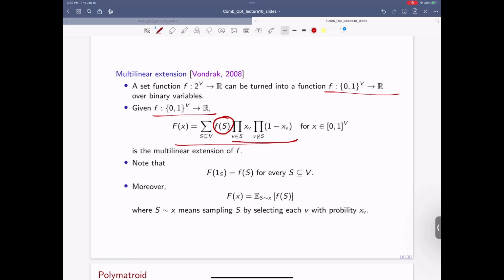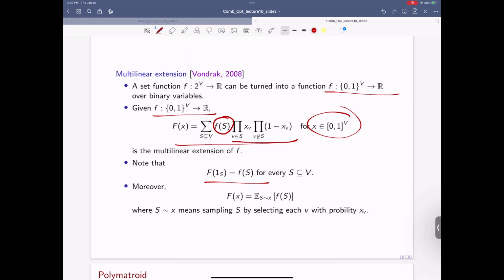So when you take a 0, 1 vector, which corresponds to a subset S, then in this summation, only f of S survives, because this product will have value 1 if and only if xv has value 1 for the elements in S, and xv is 0 for the elements that are not included in the subset. So this extension agrees on all subsets, but it can be defined over the points in the 0, 1 box that can take fractional values.